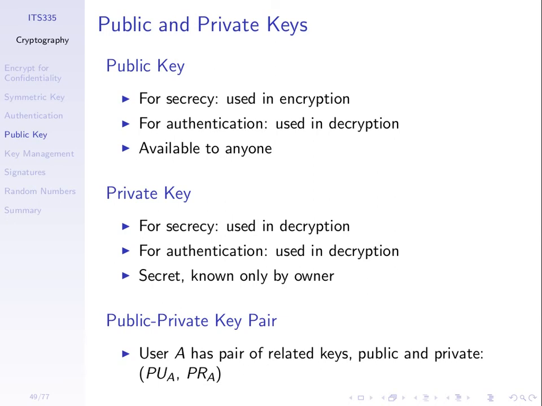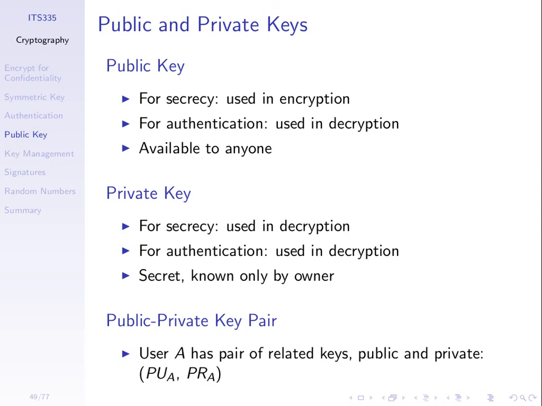For authentication, the case where I want to send a message to someone, I don't care if someone else reads the contents, but I want to make sure that the receiver can verify that it came from me, not from someone pretending to be me. So for authentication, we use the keys in the opposite order. I will encrypt with my private key, send to you, and you will decrypt with my public key. So we'll see this in a number of examples.